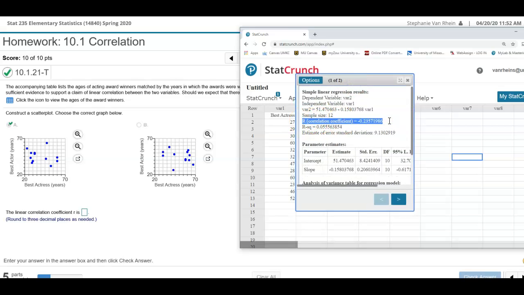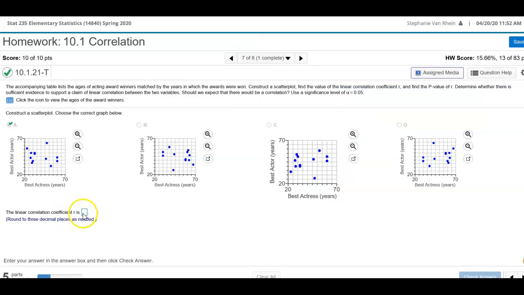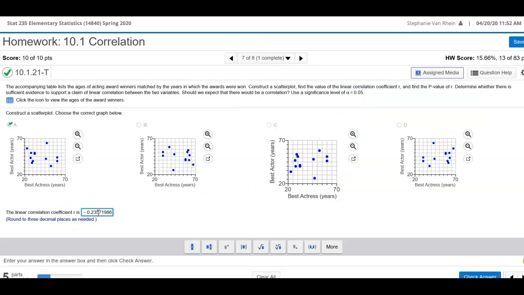This is my correlation coefficient. A lot of other information is given here, but for this case, I'm just going to use this correlation coefficient for my R. You can also calculate it by hand. It's not that difficult. Round to 3 decimal places as needed. Since this is a 7, I'm going to round the 5 up to a 6. If I can put it there.